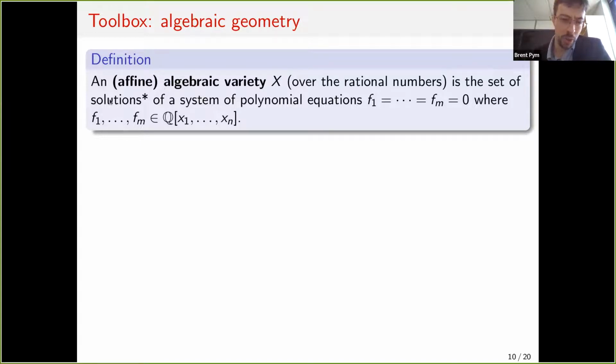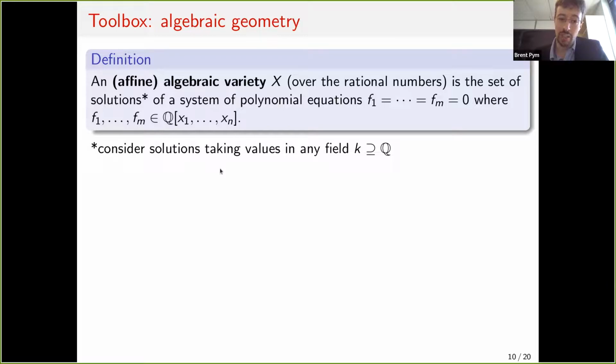And you'll notice that I've put an asterisk next to solutions. The reason is we have to be a little bit careful about what we mean when we talk about solutions, because our polynomials have rational coefficients, but of course we know that there are numbers like the square root of 2. There are numbers which are solutions of polynomial equations with rational coefficients, but those numbers themselves are not rational. So we have to allow ourselves the freedom of looking at solutions which take values not in Q, but maybe in some larger field K.